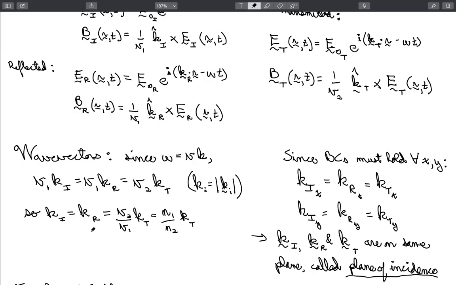So the norm of the incident and reflected wave vectors is the same, and the one of the transmitted wave is modulated by the ratio of the indices of refraction between the two media. Okay, so that's the first thing that gives us the length of the vectors.